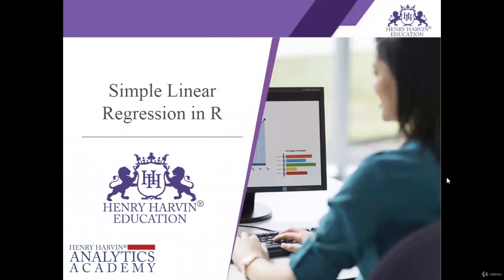Simple linear regression in R. Linear regression is used to find a relationship between a dependent and an independent variable. It is a kind of supervised learning where we give a function to build a model and predict the values.